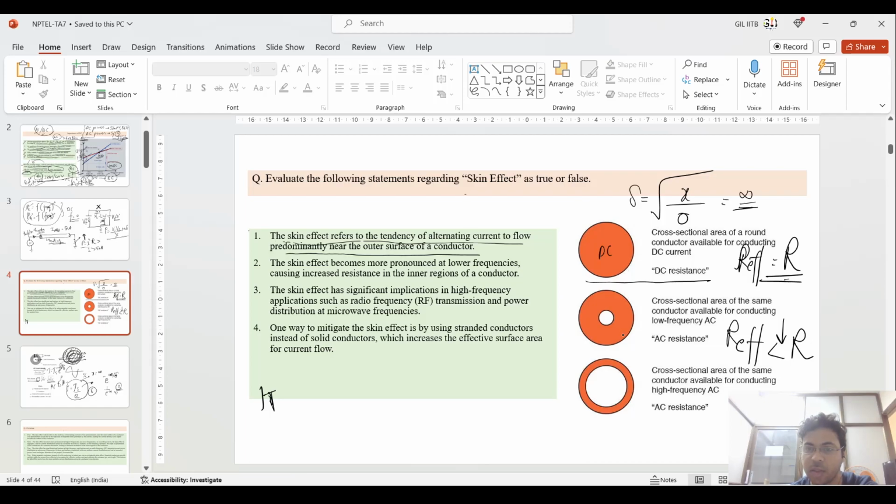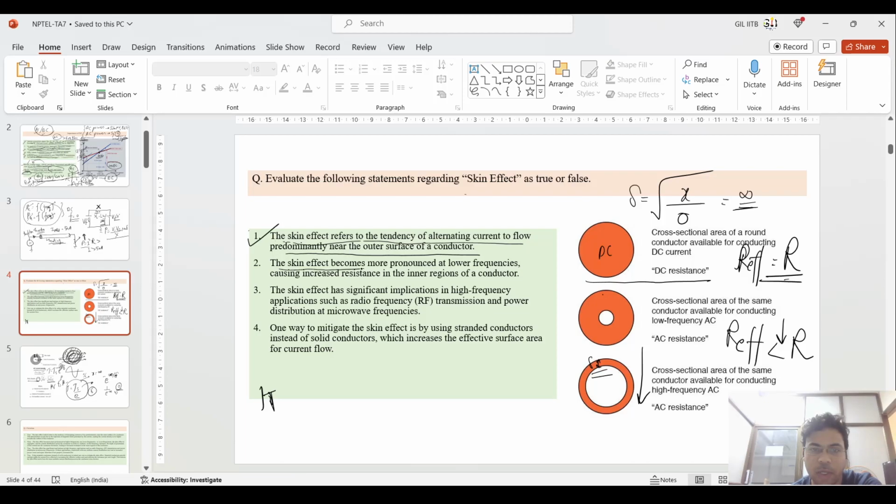So this current flows through the surface. And if you increase the frequency further in a high frequency system, you can see that the depth it can penetrate further becomes lower. So the same is there, that the current flows to the surface. So this is true.